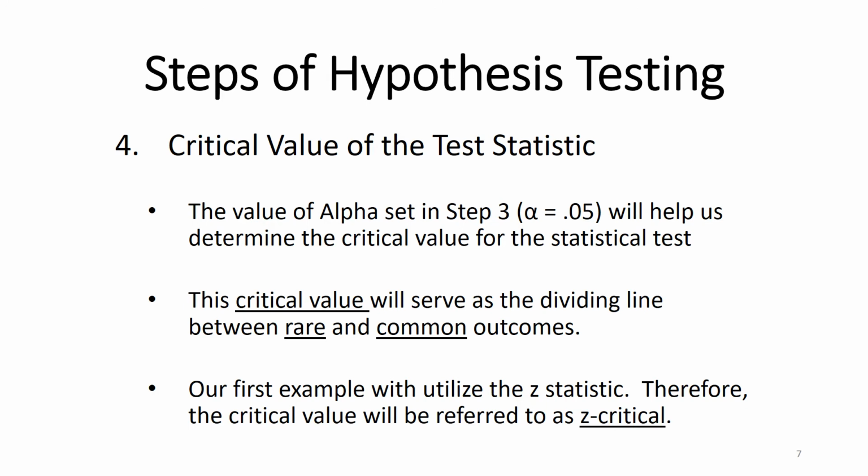So our first example will utilize the Z-statistic. Therefore, the critical value will be referred to as the Z-critical. And you may recall I mentioned it in class, but I'll mention it here and you'll see it in the next lecture without a doubt: the number 1.96. When we look at the Z curve and the area under the curve, that value 1.96 was really important to us. So keep that in mind as we go forward.